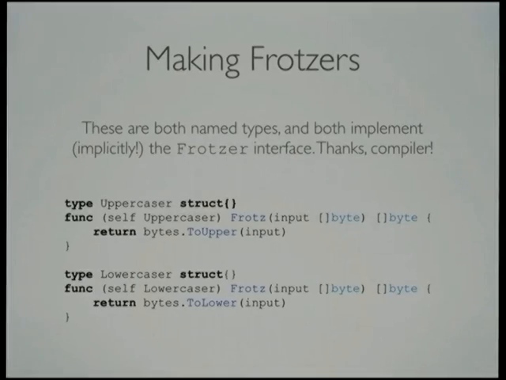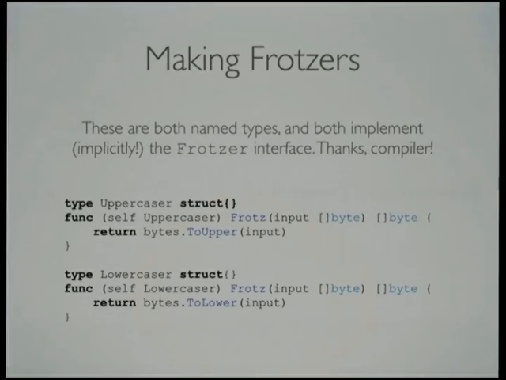Now we're going to build some frotzers. And if you've looked in part 3.go, you've seen these now. We've got uppercasers and lowercasers, and you could add whatever you want. As long as it implements this method with that signature, then that type is now valid for being passed to chat manager.